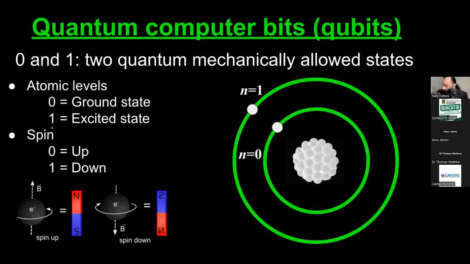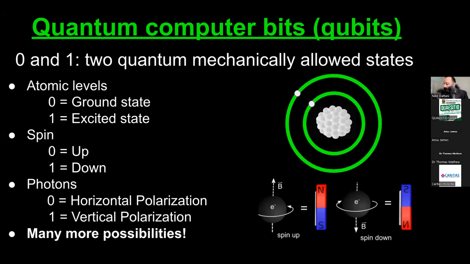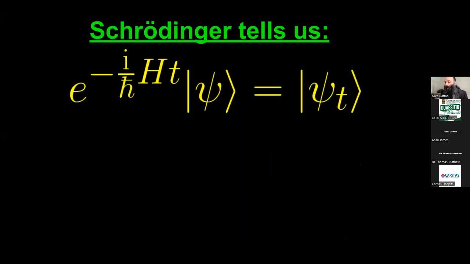For spin, we can have spin up and spin down. We could also have photons, horizontal polarization, and vertical polarization. And there's more possibilities, okay? Superconducting qubits, transmons, various different possibilities are available.